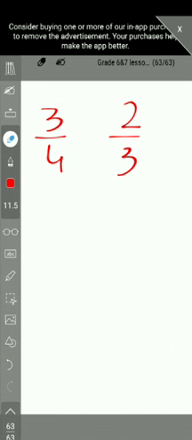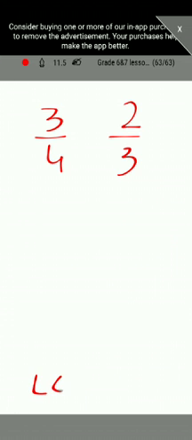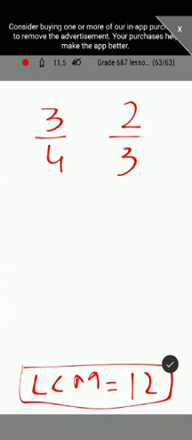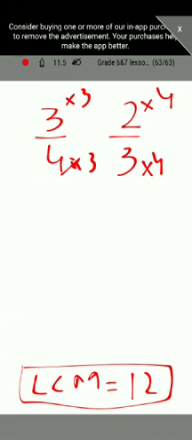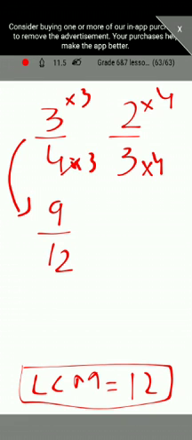Now since 12 is the LCM, we have to find how many times we multiply 4 to get 12, because we have to make 4 and 3 equal to 12, right? So how can we make this 4 equal to 12? We are going to multiply 4 by 3, and 3 multiplied by 4, so you will get 12, and you will do the same with the numerator also. Multiply by 3, multiply by 4. Now rewrite these fractions after multiplication. 3 3s are 9, 4 3s are 12, and 2 4s are 8, and 3 4s are 12.